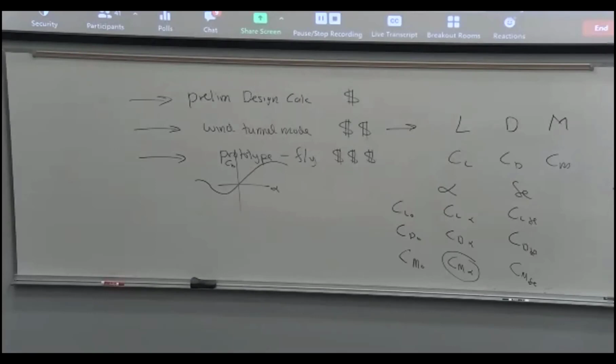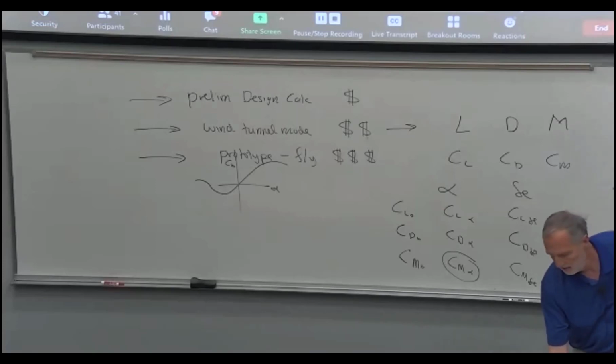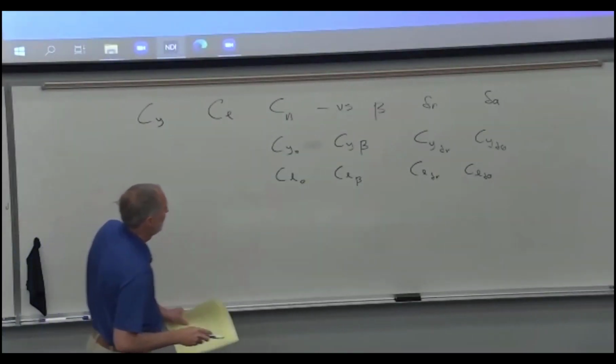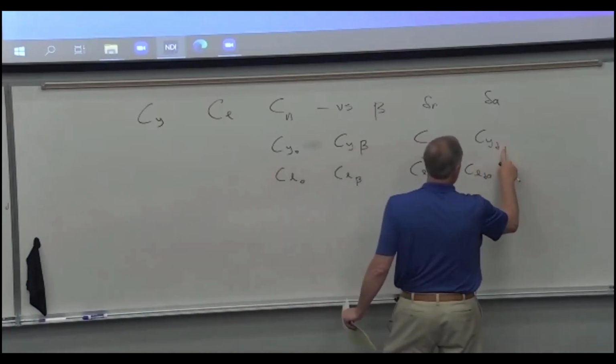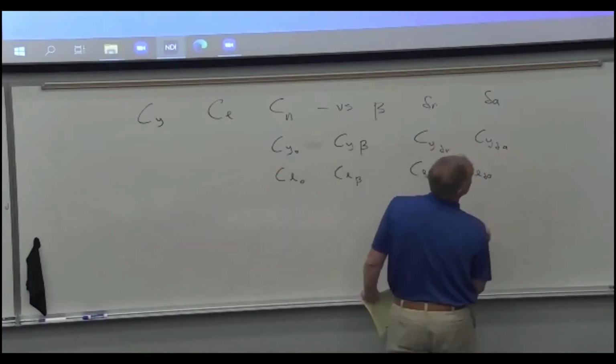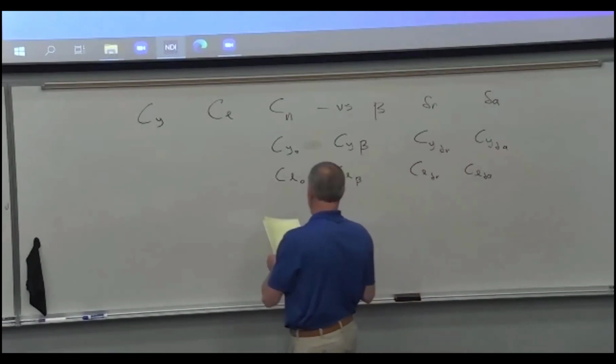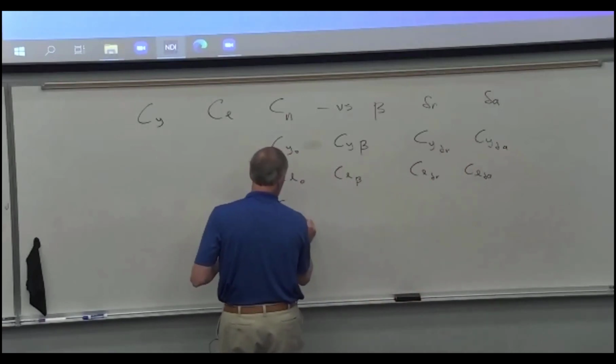This is delta A. We're still good on time. So then you can get these important parameters.